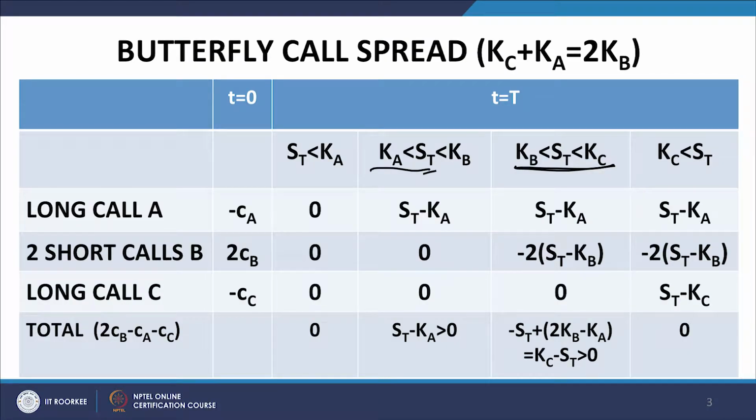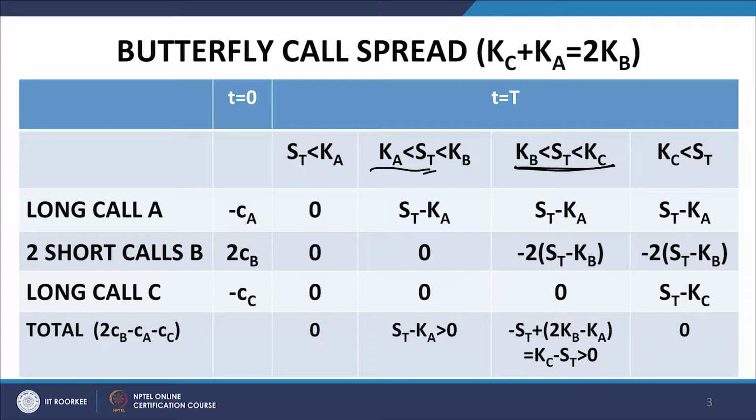This is the table showing the payoff in this case. What do we have? The long call A gives you St minus Ka in the three cases. Only in the one case where St is less than Ka is this option not exercised; otherwise it is exercised in all the other cases. The two short options B are exercised in two instances, where St becomes greater than Kb and, of course, if St is greater than Kc as well, and the long call C gets exercised if St becomes greater than Kc.